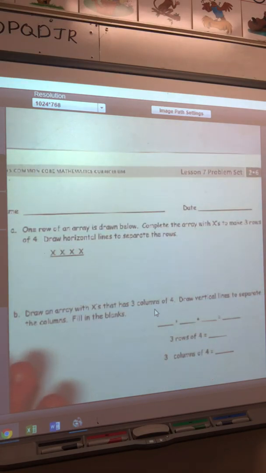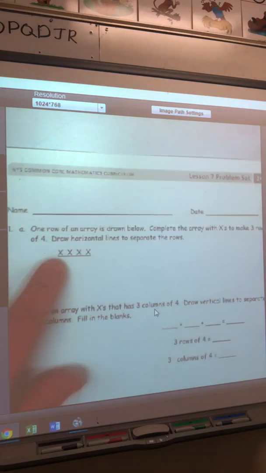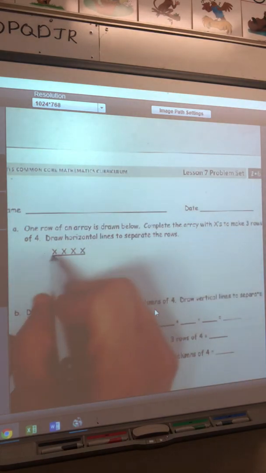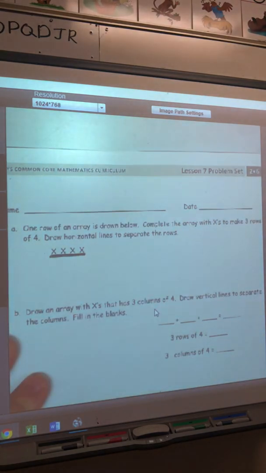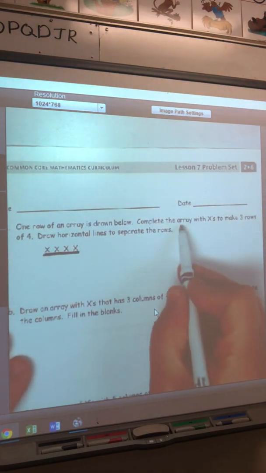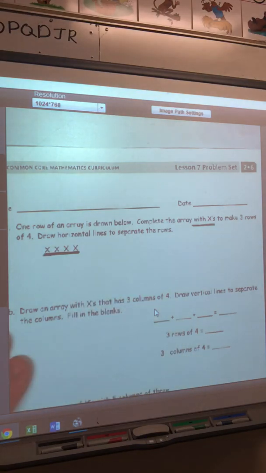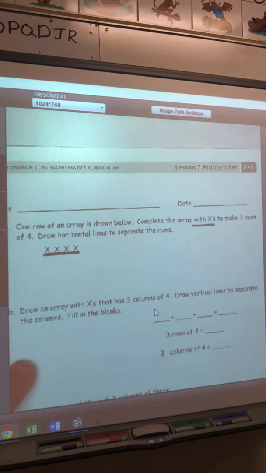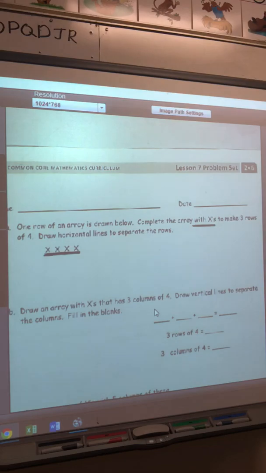One row of an array is drawn below. So this is one row. Remember, rows are horizontal, left to right, east to west, okay? Complete the array with x's. We're going to use x's just like this to make 3 rows of 4. Draw horizontal lines to separate the rows. This is what they've done right here. They've given you the x's and then they've done the row right there, okay? So complete the array with x's to make 3 rows of 4.